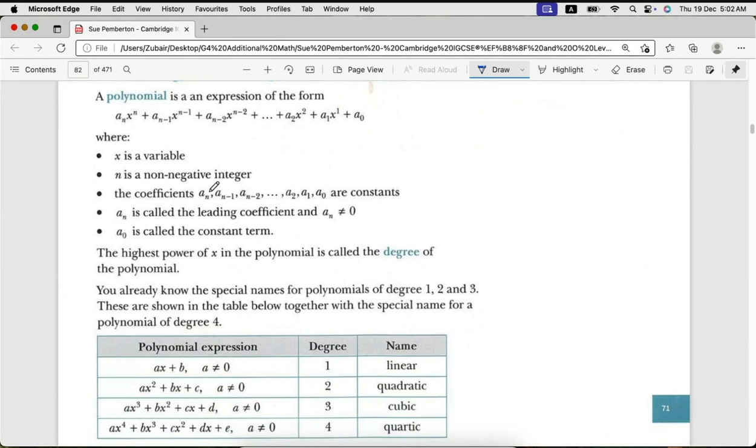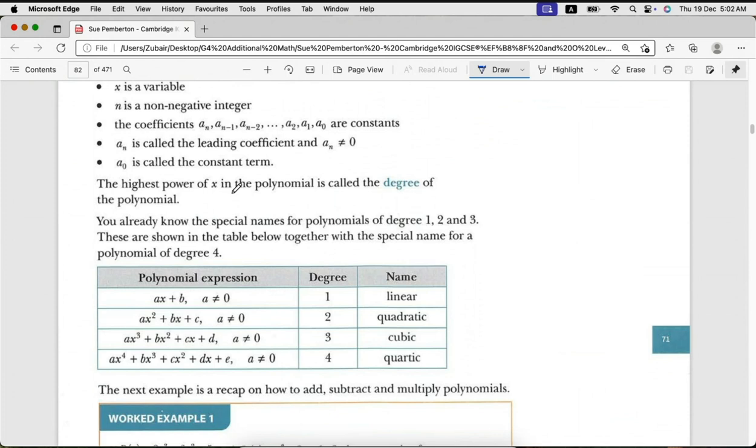x is the variable, n is non-negative. These a's are constants, a_n being the leading coefficient, the first one. a_0 is the last term. The highest power of x in the polynomial is called the degree of the polynomial.